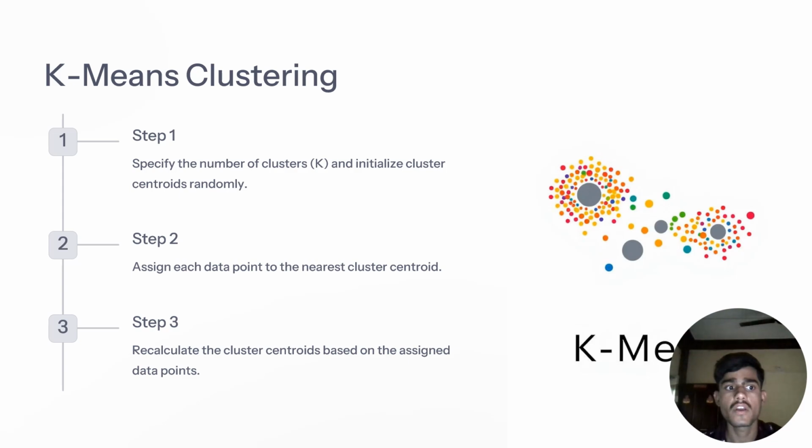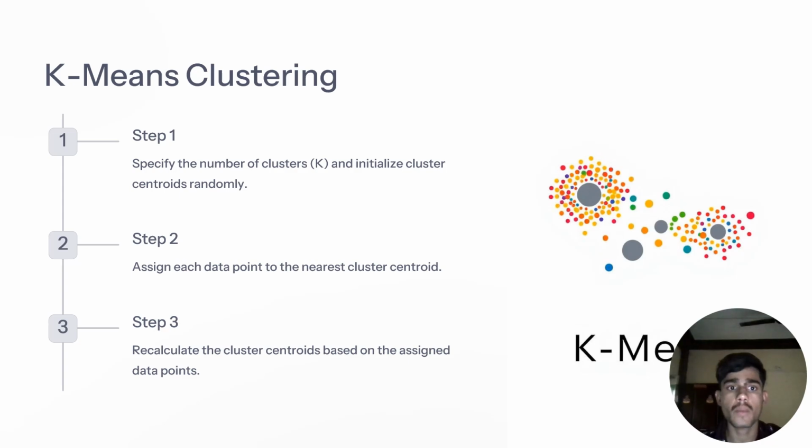K-means clustering. K-means clustering groups similar data points into clusters by minimizing the distance between data points in a cluster and their centroid, or K-means value. The primary goal of the K-means algorithm is to minimize the total distance between data points and their assigned cluster centroid.